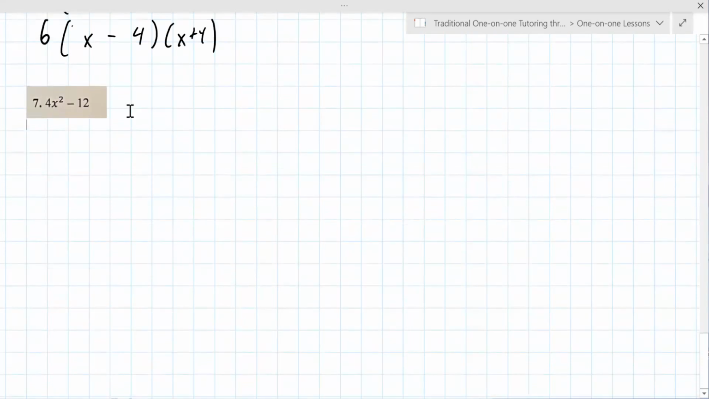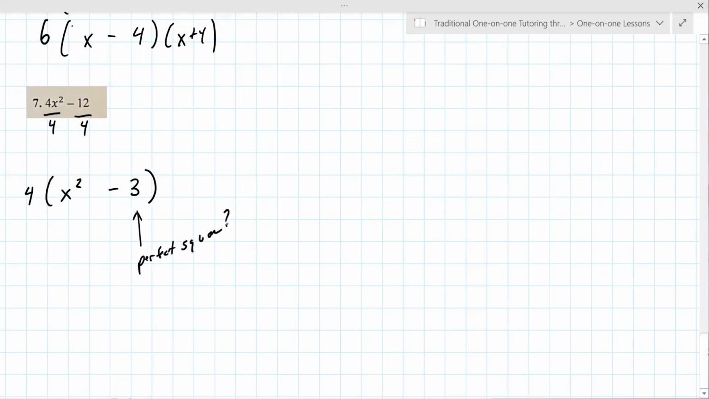So notice that 4 goes into both of these. So you can put 4 on the outside. You divide both of them by 4. My question to you is, and this one's different, is 3 a perfect square? What do you square to get 3?